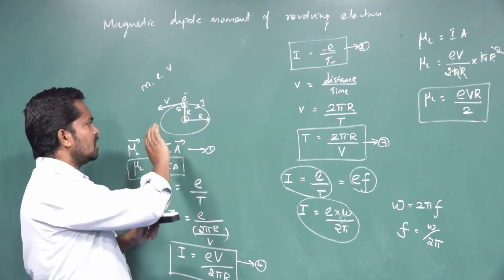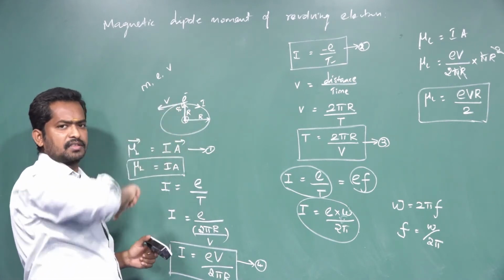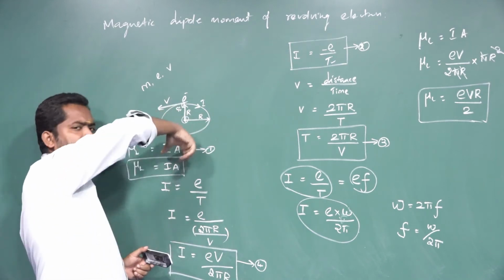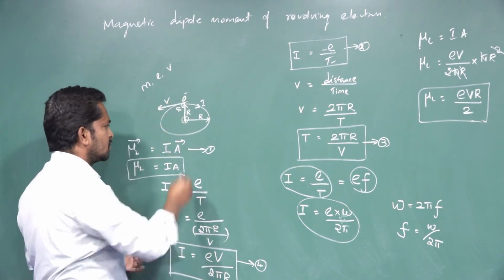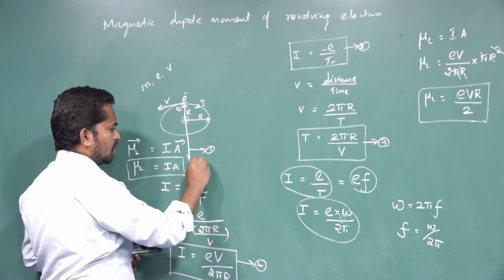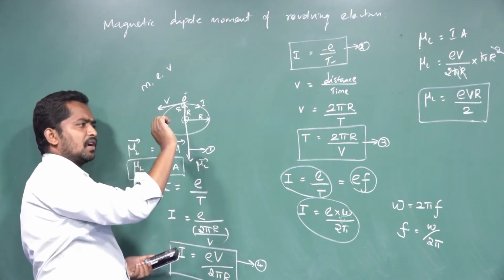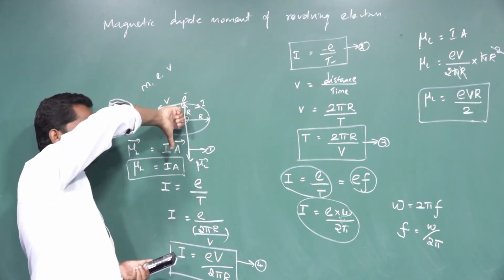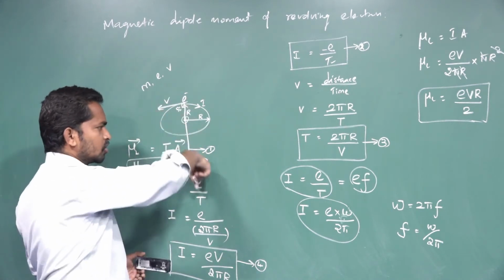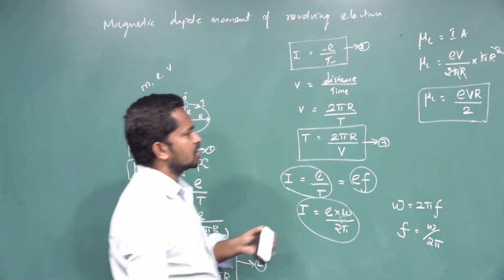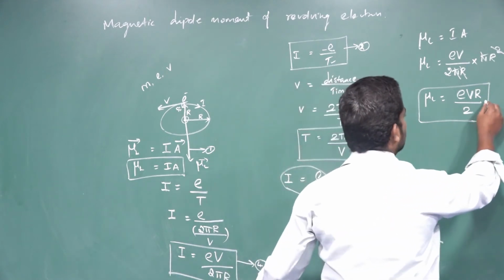You know well the right thumb rule. The finger curl indicates the current direction, and the thumb points in the direction of the magnetic moment. So the magnetic dipole moment direction is downwards. This is the current direction, and this is the dipole moment direction, mu L, downward. So mu L is equal to EVR divided by 2. It's very important. This is equation number 5.